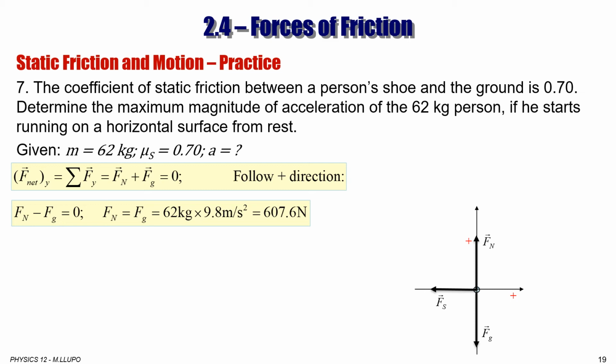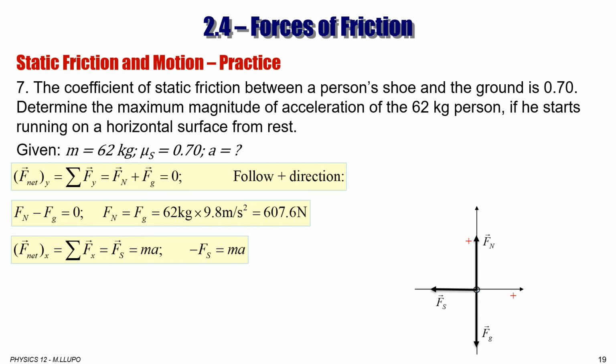Static force of friction is equal to mu s Fn. That's the formula. You can calculate it with mu s as 0.7. Fn is equal to 607.6 Newton, we already calculated. So static force of friction is 425.3 Newton. It is minus because that is the opposite direction of the motion.